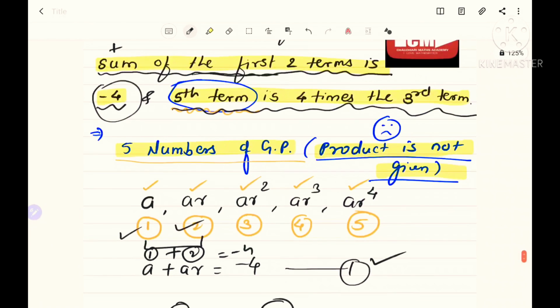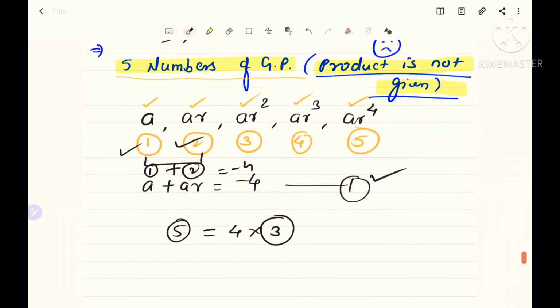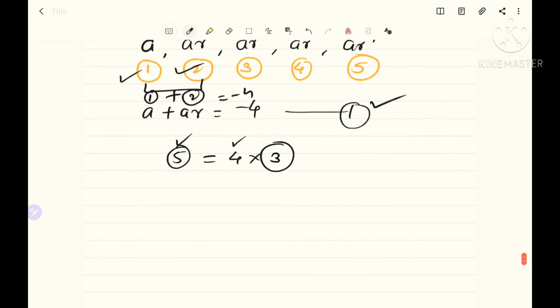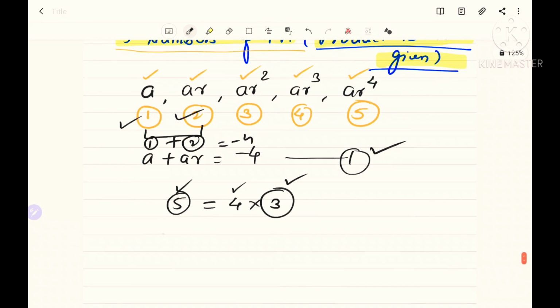Now try to read this: the fifth term is 4 times the third term. Is it correct? The fifth term is a r raised to 4, and 4 times the third term is 4 a r square. What is the benefit? If you observe, this will eliminate one of the unknowns, which is a in this case. So cancel out a from LHS and RHS, and also cancel out r square. What is left is r square equal to 4.